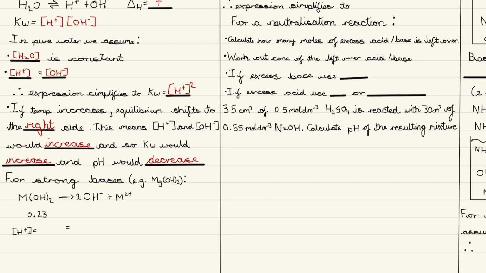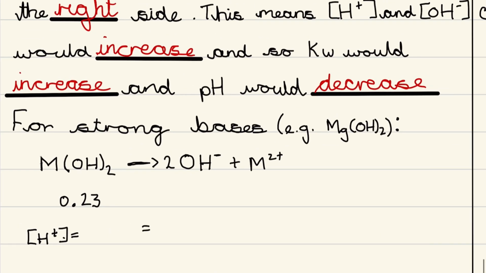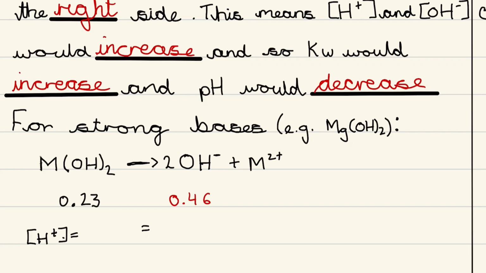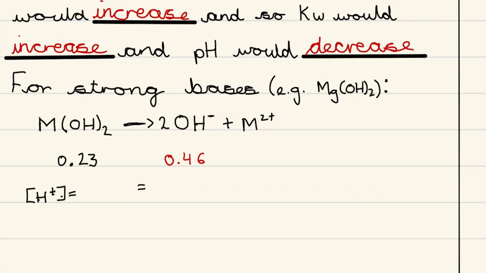Now, for strong bases, to work out the H plus concentration, we can do this where we use the molar ratio to work out the OH minus concentration. So here in this case it would be 0.46. And then we can rearrange the Kw expression to say that H plus is equal to Kw over the OH minus concentration, which in this case would be equal to Kw over 2 lots of our original base concentration. And then by working out H plus, we can work out the pH by minus logging it.